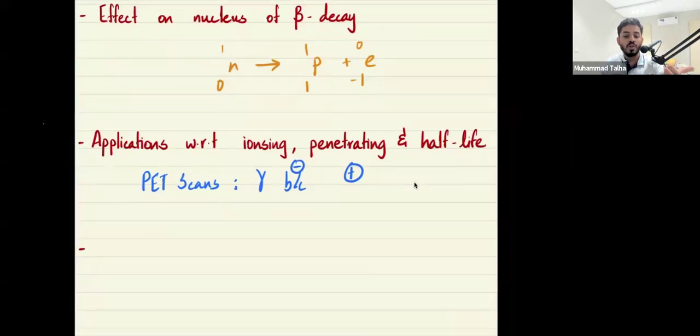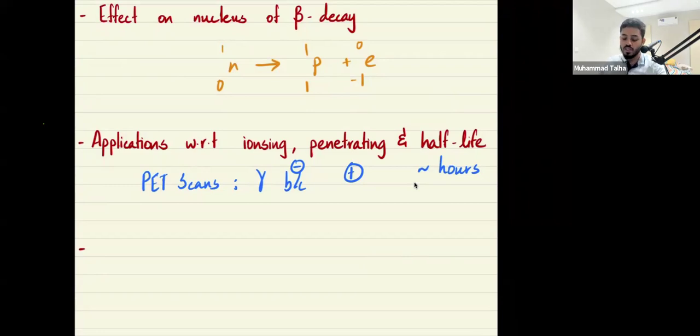So we don't want it to be ionizing. We want it to be very penetrating so that it goes from our body outside to that detector. And how should the half-life of this be? Because we want it to just be there for a small time while we're doing the scan, the half-life should be a few hours. It shouldn't be something like years. It should be only a few hours or only a few minutes so that it just gets done with it while we're doing the scan.